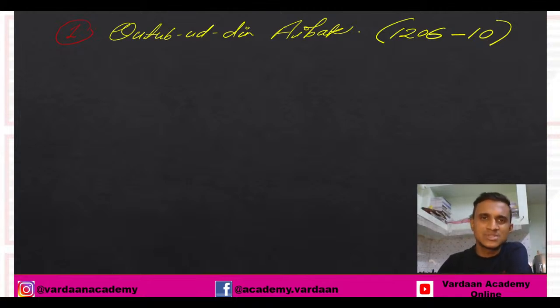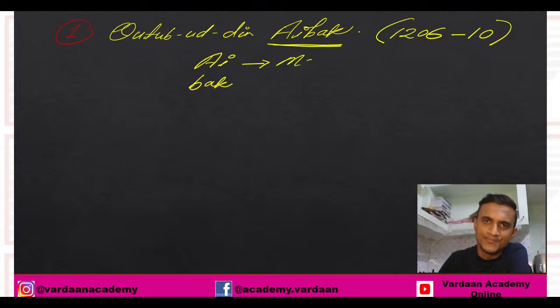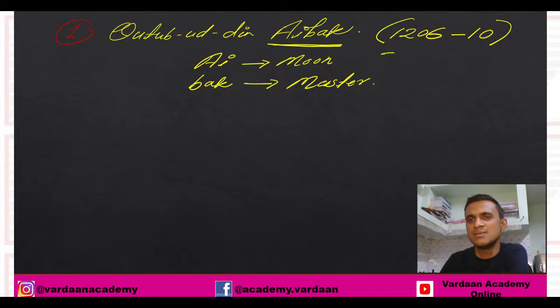Now let's see the meaning of his name. If you see, his name is Aibak. So if you break the words, A and Bak, A means the moon, and Bak means the master. So basically his name is the master of the moon, the ruler of the moon. You can translate it like that. So this is the meaning of his name.